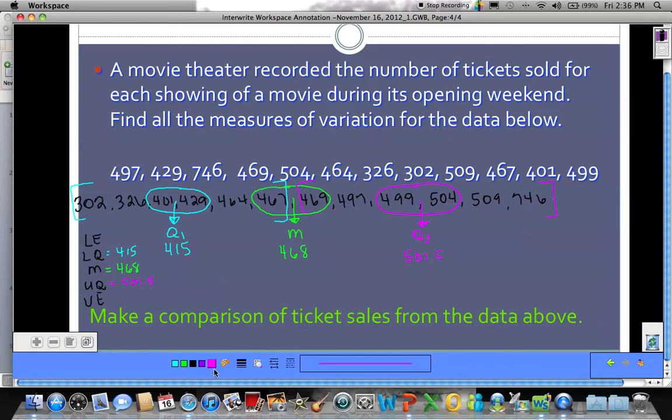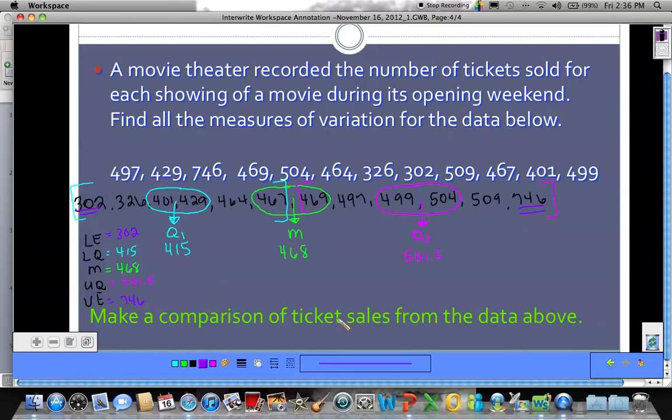Now, the last thing would be my upper and lower extreme. And those are the easiest to find because that's going to be my highest number and my lowest number. So the lower extreme is 302 and the upper extreme is 746. All right, so now I found my 5-number summary, and we're going to use that actually later in order to make a box and whisker plot. So that's really important that you know how to do the 5-number summary.